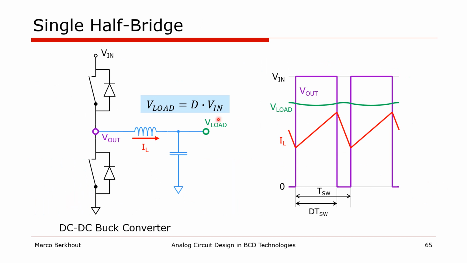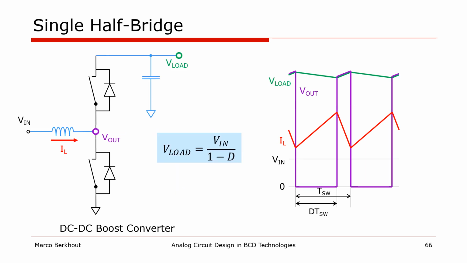With a half-bridge and an external inductor and capacitor, we can, for example, make a DC-DC buck converter. In steady state, the output voltage is proportional to the input voltage and the duty cycle of the switching node. And usually, the switching frequency is so high that the current through the inductor can be approximated with a triangle. With the same elements in a slightly different configuration, we can also make a DC-DC boost converter, where the output voltage is higher than the input voltage, and also here in steady state, the duty cycle controls the ratio.